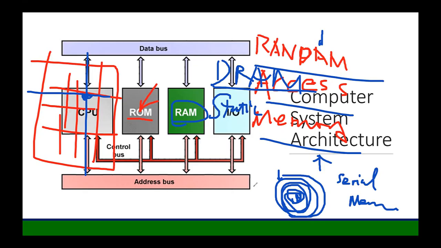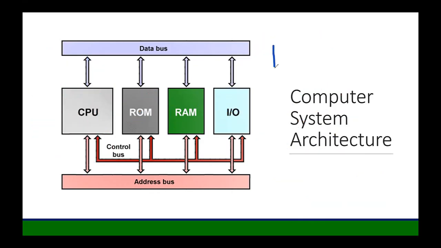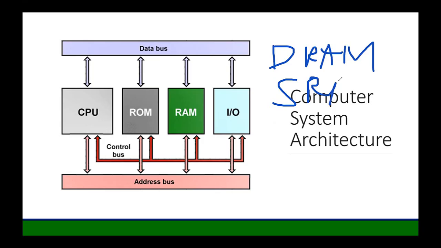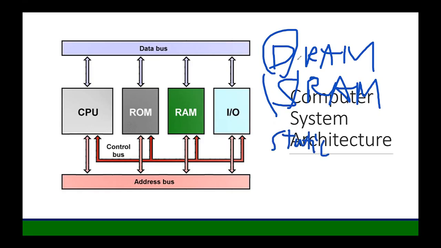Isn't it just like storing temporary data? Yeah, but what is DRAM and what is SRAM? D is dynamic. So what is dynamic? This S is static. So what is DRAM and what is static? What is SRAM?